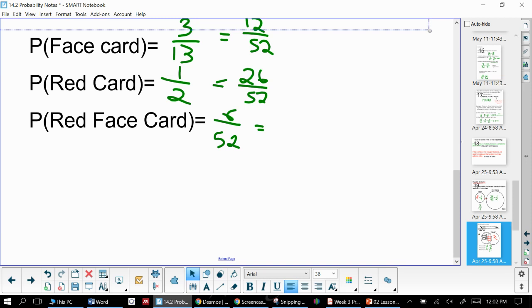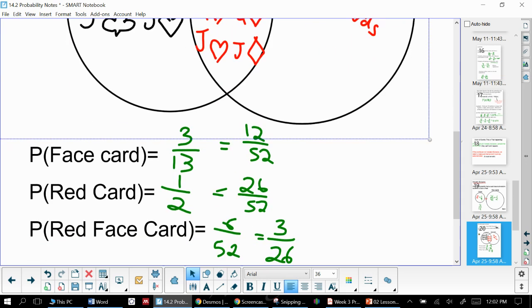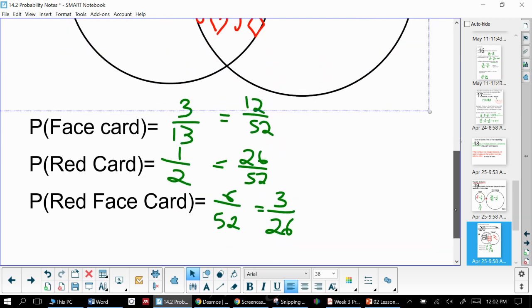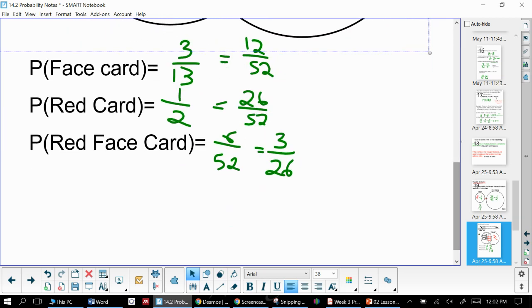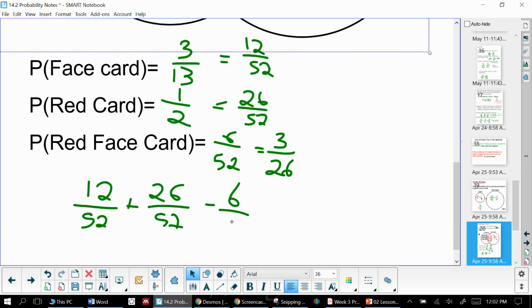Which ends up being 3 out of 26. Is my simplified version there. And so what I have to do is I basically just want to go through and not count these twice. So when I add these up, I'm going to actually use the 52s because those are my common denominators anyway. I'm going to take my 12 out of 52 plus my 26 out of 52, but I have to subtract my 6 out of 52.